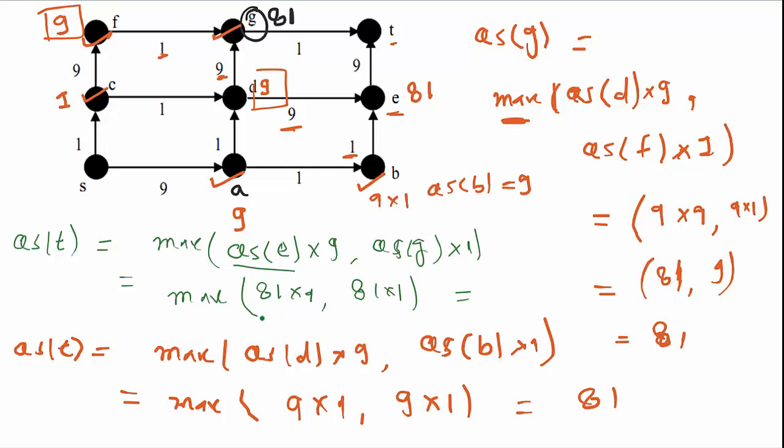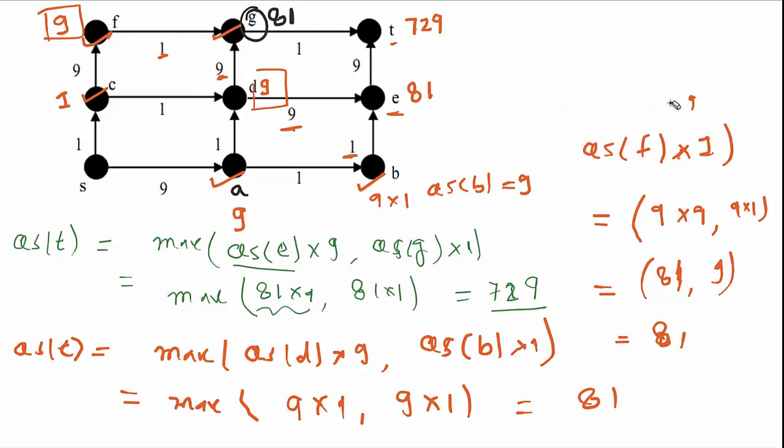So what will it be? The maximum will be this number, which is 729. So 729 is the quality score of T, right? Now we know the quality scores of all the vertices and we just need to sum them up to get the final answer. Let me erase this and we can quickly sum it up.